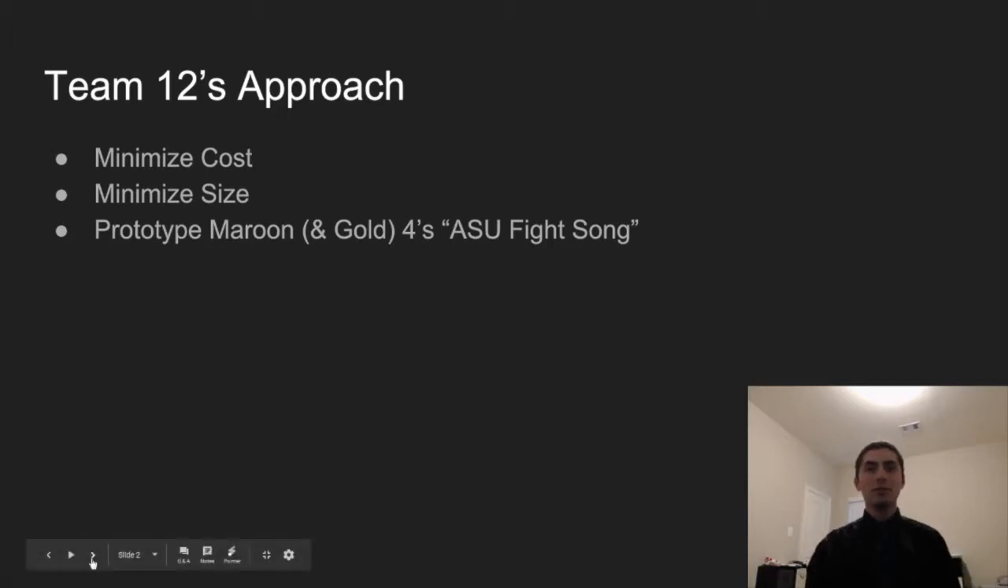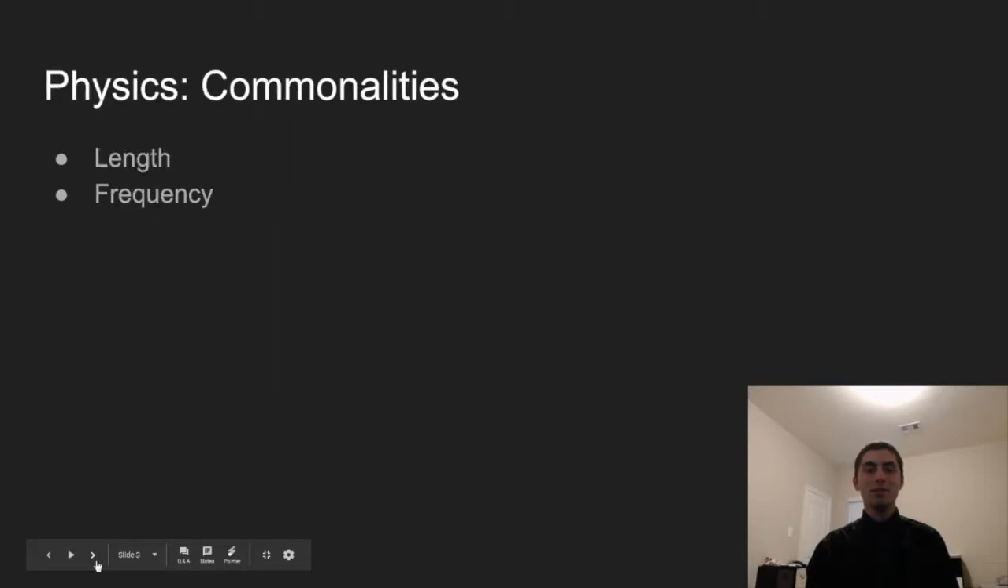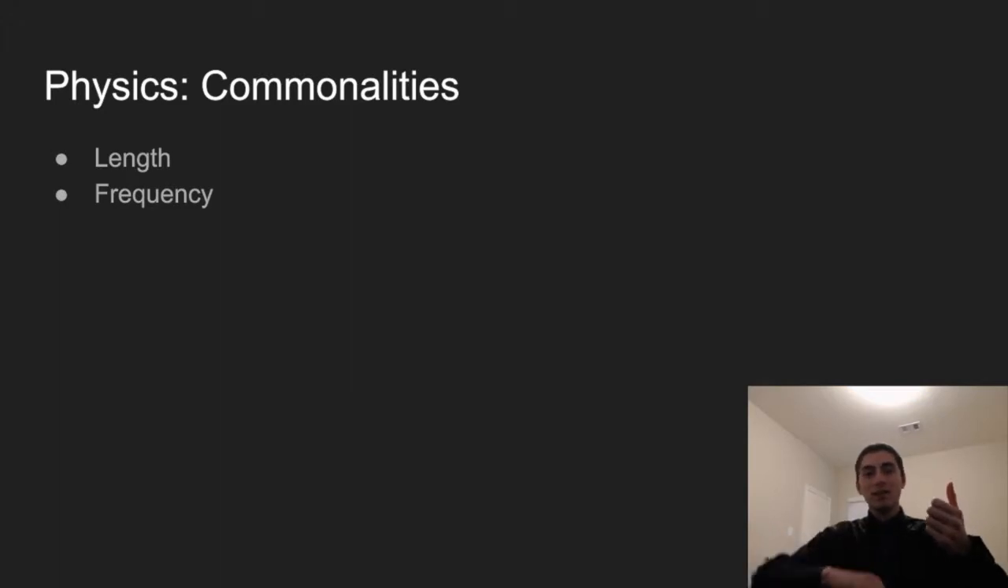Now I'm about to go over the underlying physics that hold our instruments together. So the commonalities that all instruments share, pipes, strings, percussions, they all share a length and frequency which are inversely proportional to each other. This means if you increase one, the other will go down. If you decrease one, the other will go up. And this was our primary target for minimizing costs and size.